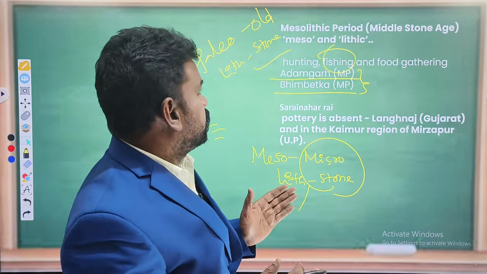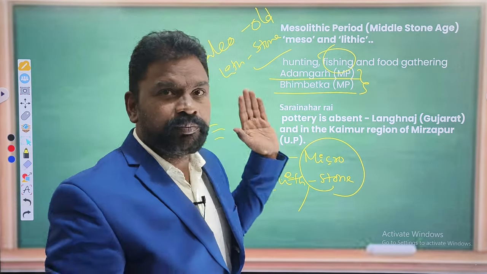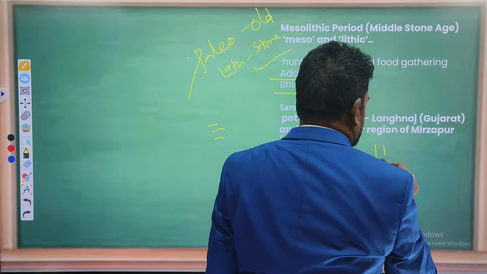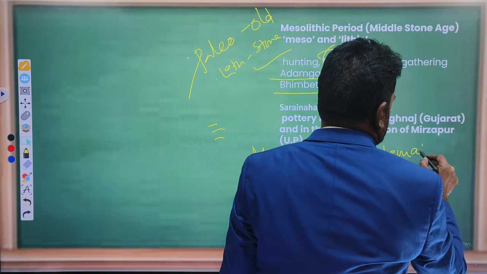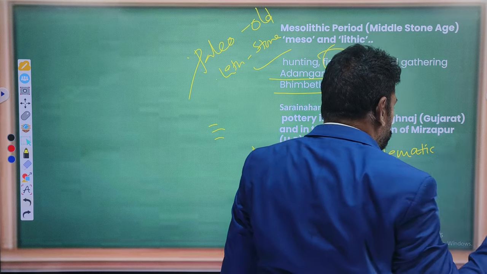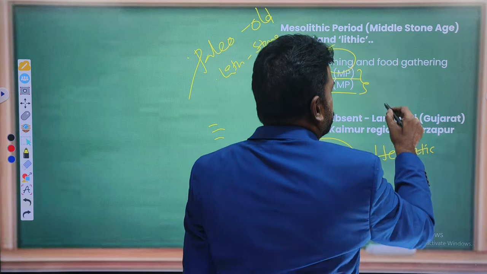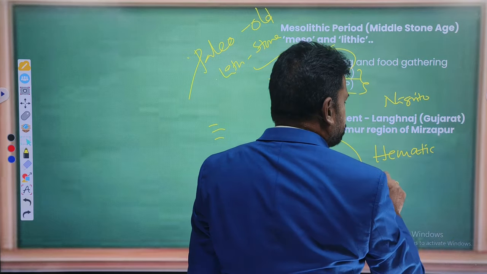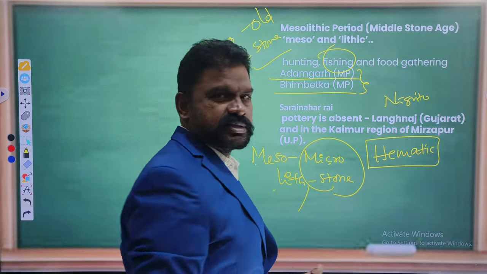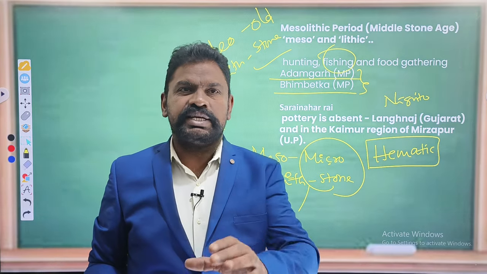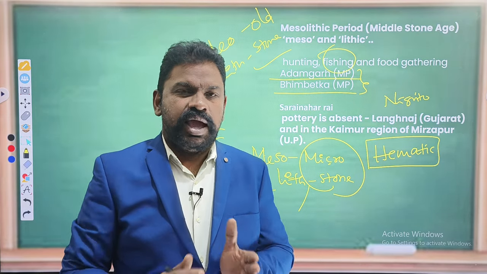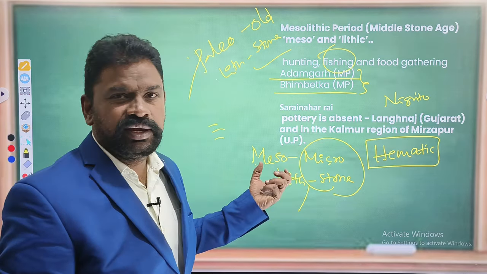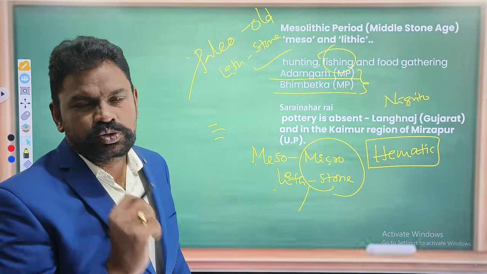Mesolithic people belonged to the Hamitic race. Paleolithic people belonged to the Negrito race, and Mesolithic people to the Hamitic race. So the race also changed, and the use of stones changed. They used very, very small tools.